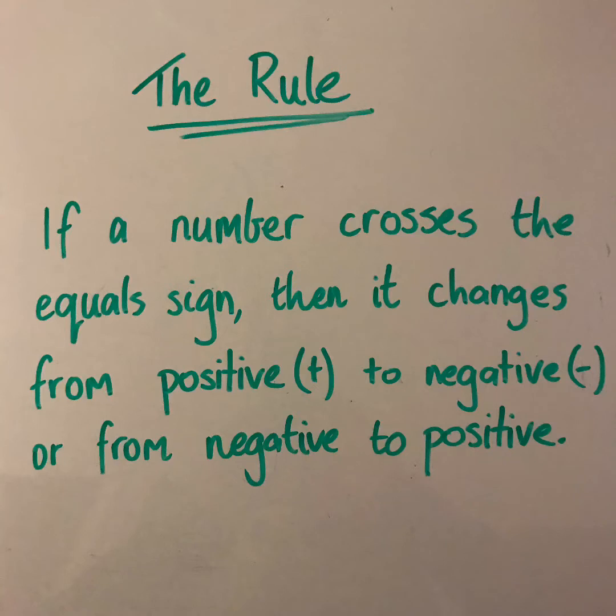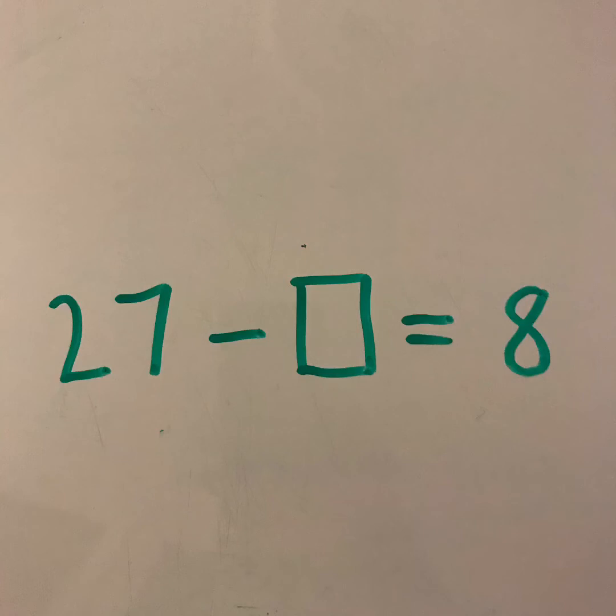Quick reminder, let's have a look at our rule again. If a number crosses the equal sign, it changes from positive to negative, or from negative to positive. Now, you may be able to work this out in your head without writing it down, but what I want you to do is practice getting that unknown, the square, on its own in a problem, because there will be times you won't be able to do this in your head when the numbers are harder. So practice with a number that you can use to make it so you understand the process.